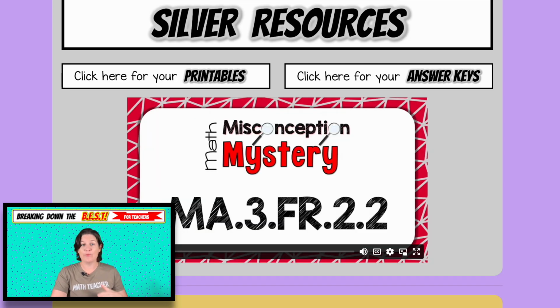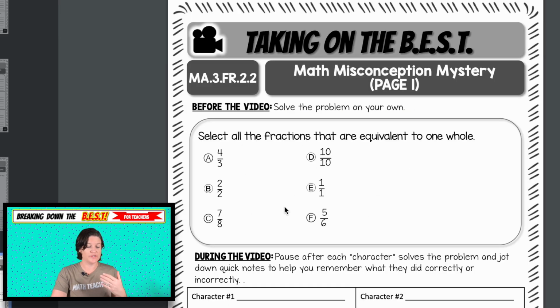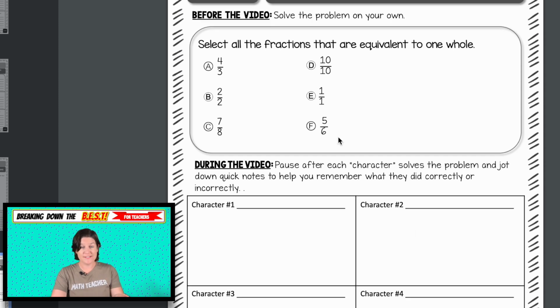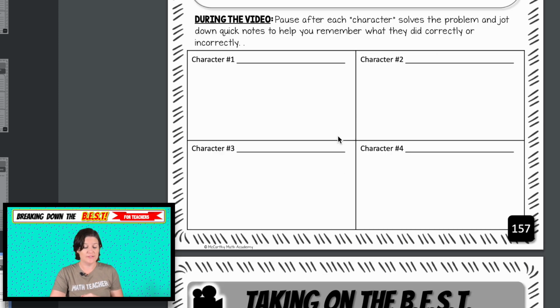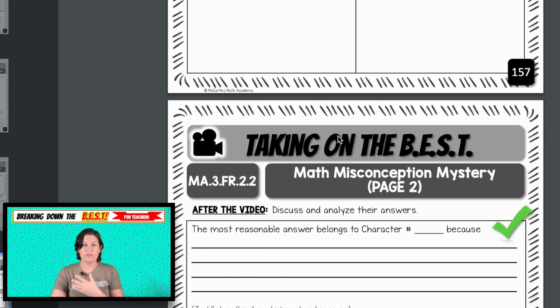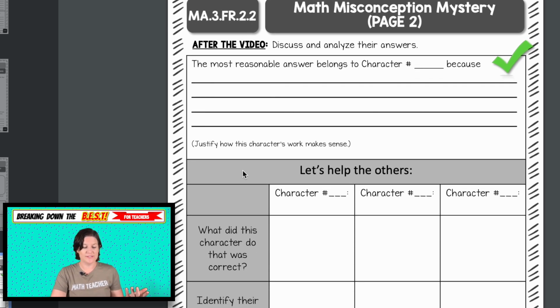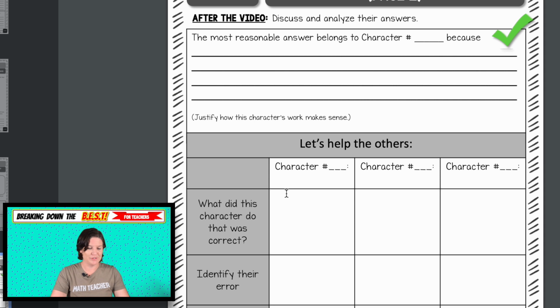When you press play, I will guide you through the whole process. I'll just say, okay, it's time for you to solve this problem on your own. After you solve it, you're going to watch 4 characters that are me dressed up in silly costumes with silly accents, solving that same problem 4 different times. 3 of the characters will make a mistake and only one of them has the correct answer. So it's a great opportunity for math discourse, for friendly debates, and then they will fill out this detective report at the end, which is super fun.